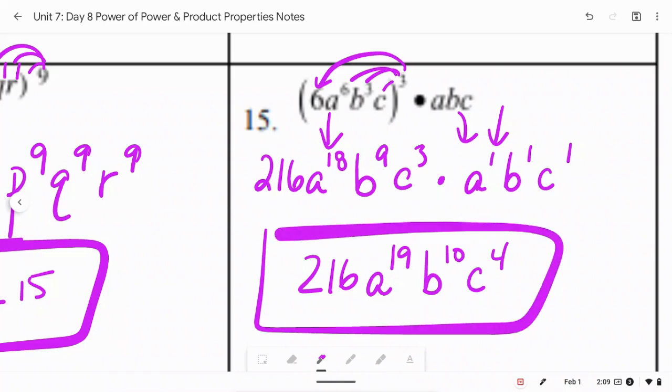final answer. So now hopefully you have a better idea of what to do when you're raising a power to a power. You just have to distribute the exponent to everything in the parentheses. Feel free to reach out to your teacher if you have any additional questions.